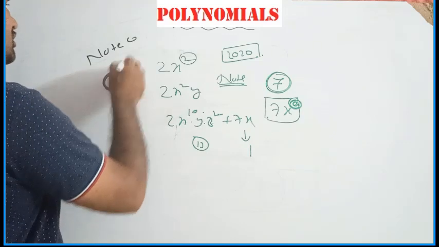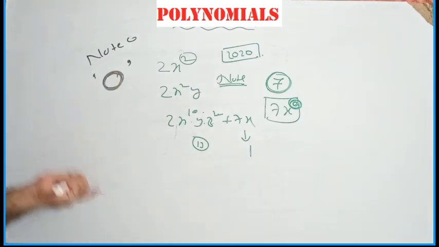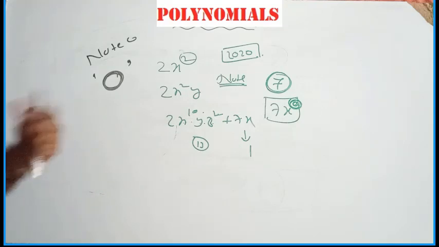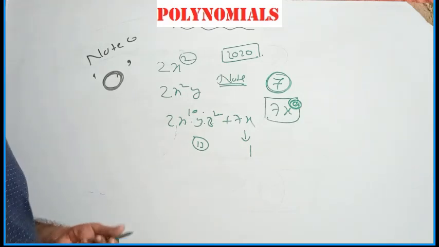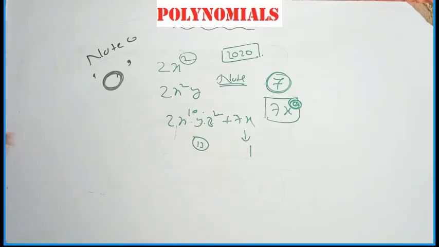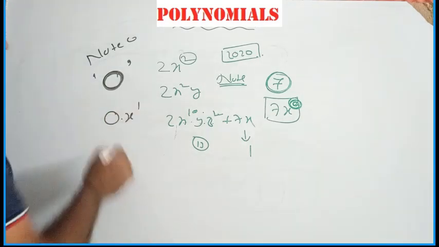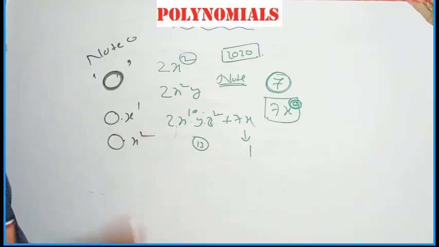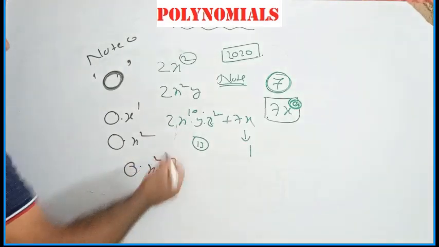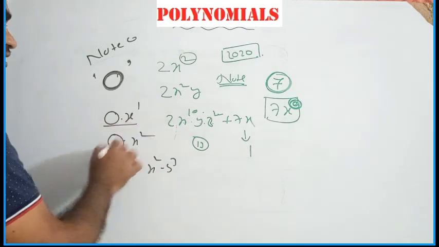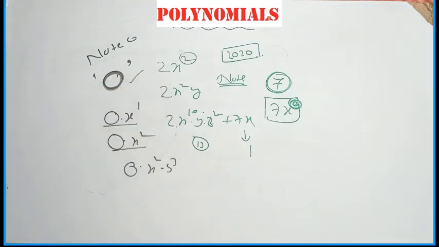Another important note. 0 is also a polynomial. Now we need to find the degree of this polynomial. Important and interesting: 0 is a polynomial whose degree is undetermined. You can't determine it, because 0 can be written as 0 into x power 1, I can write 0 only. 0 into x power 2, I can write. 0 into x square into y cube, I can write. That means you can't determine the degree of this polynomial. That's why 0 is a polynomial whose degree is undetermined.